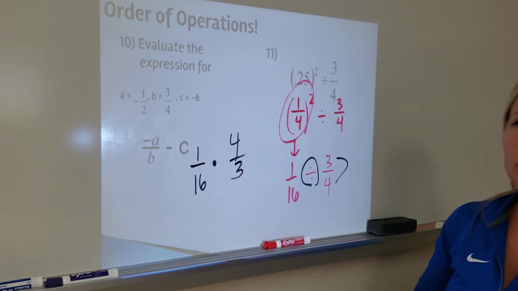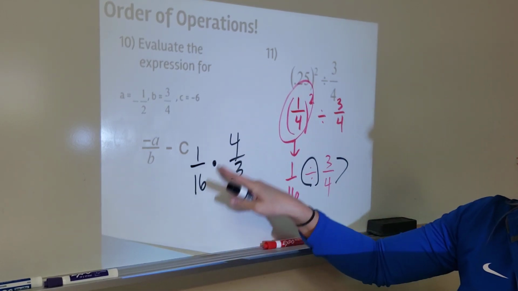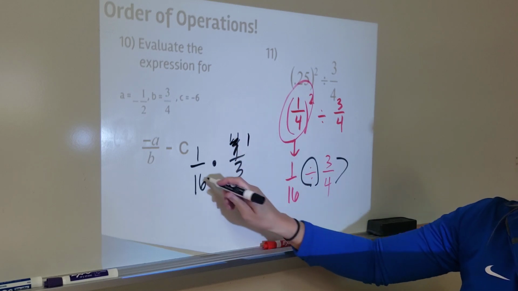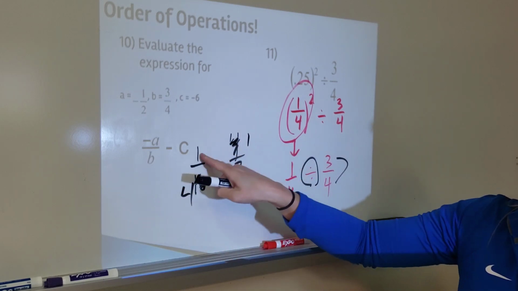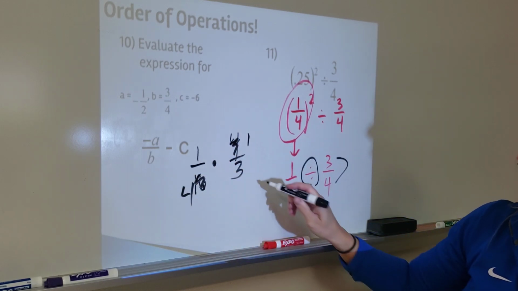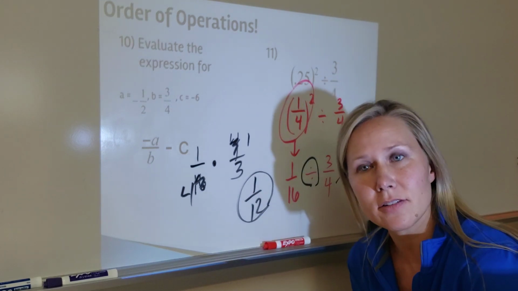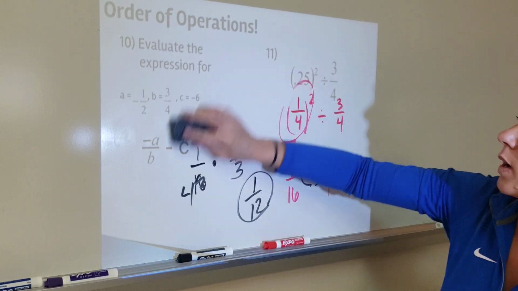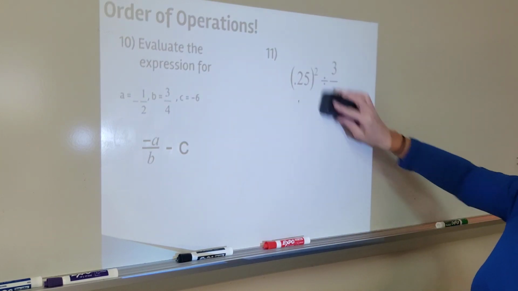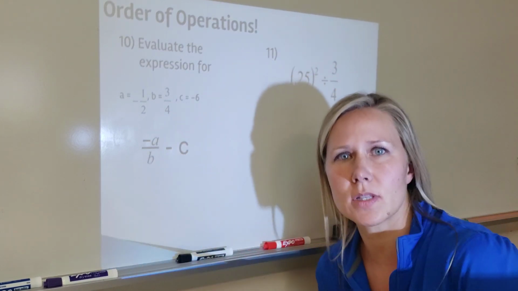Now simplify before you multiply. Both are divisible by 4. 1 times 1, 4 times 3, and you should get 1/12 as your answer. See, not bad, right? Just review. This is all review. That's why we're doing all of this in one lesson. I'm sticking the 1/5 and 1/6 lessons together.